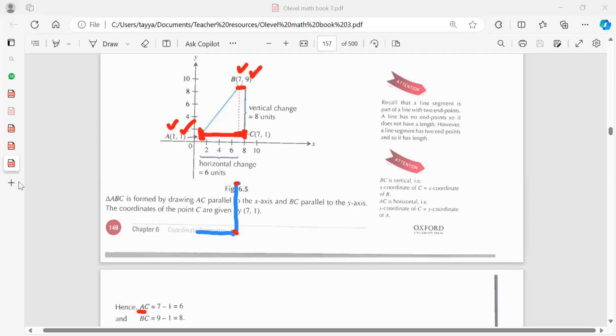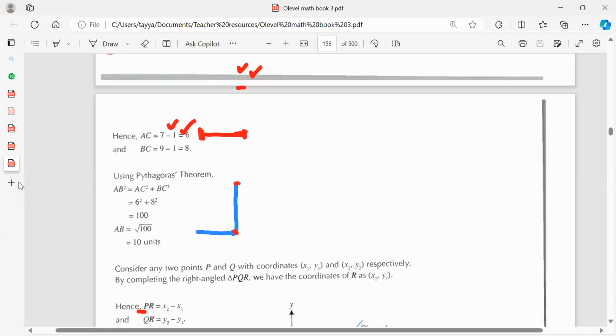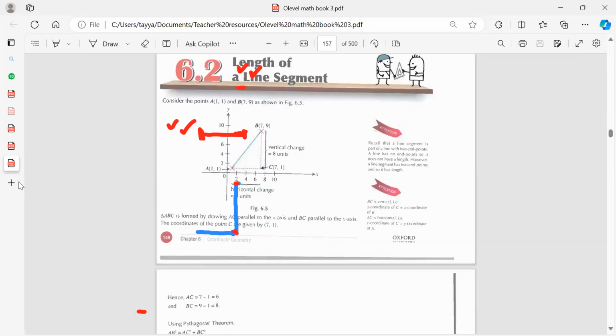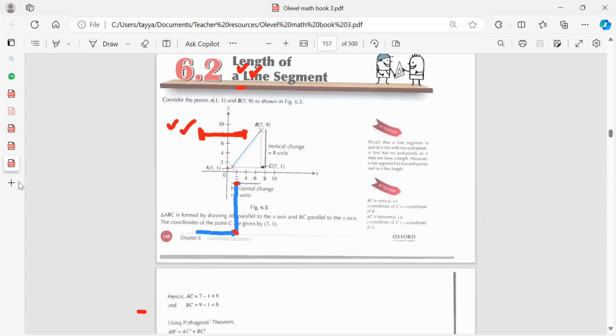Now we will move next. We have to find the length of AB. What is the length of AB? This length. This length we found is 6, this length we found is 8, so we have to find this length.